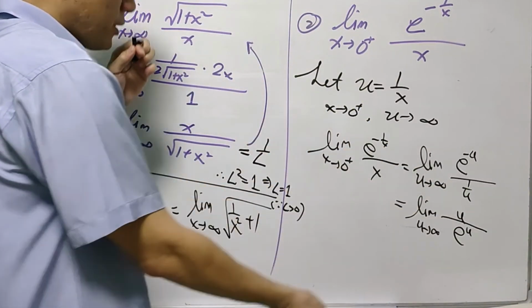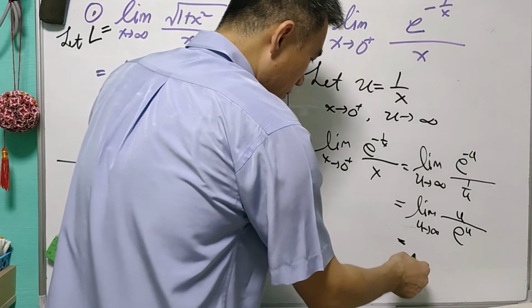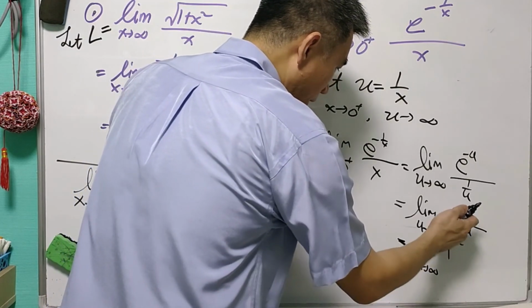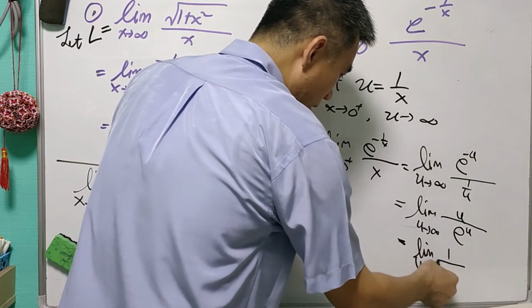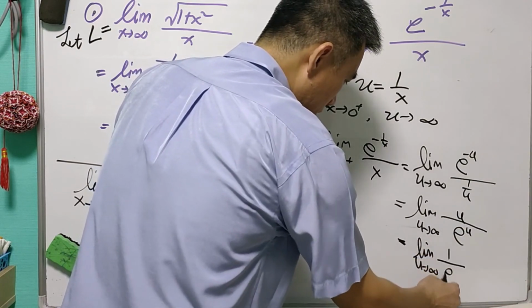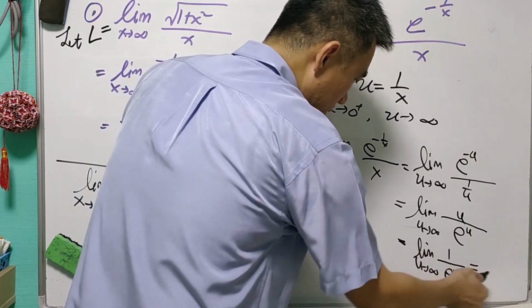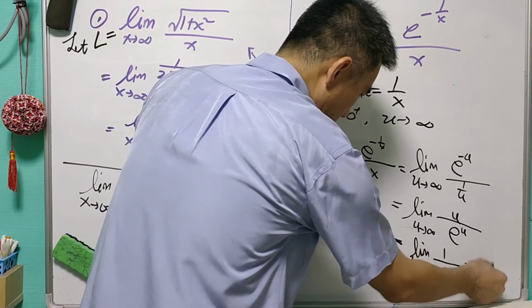You can apply L'Hopital's rule if you want. Then we will have, this is 1, after differentiating u, that is 1. After differentiating e to the u, it is e to the u. And this is 1 over infinity, that is equal to 0.